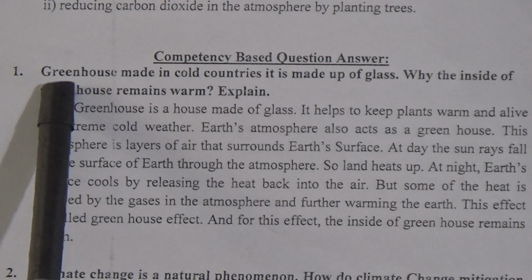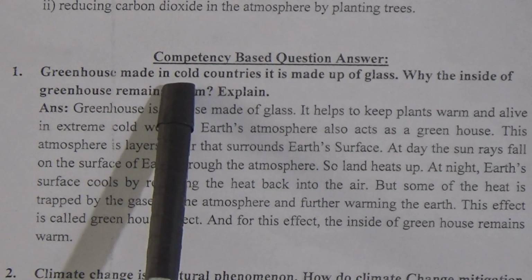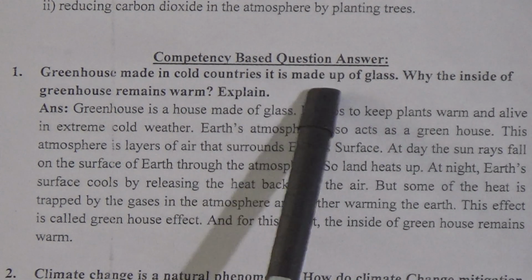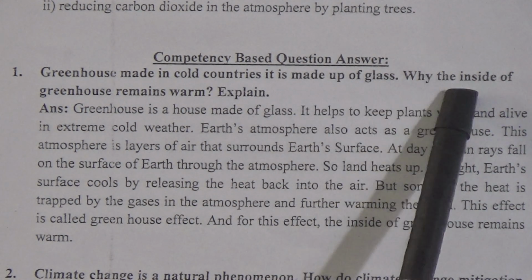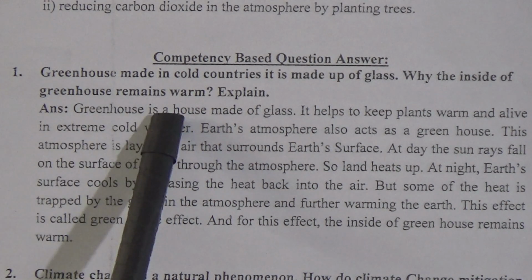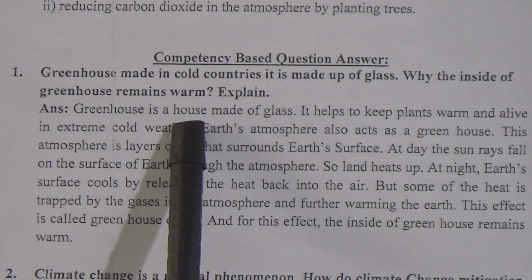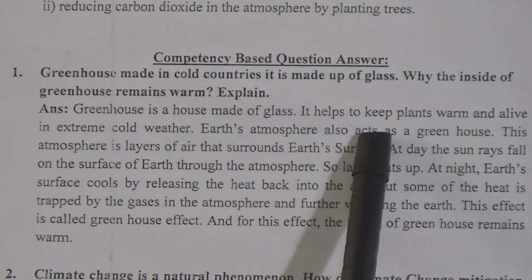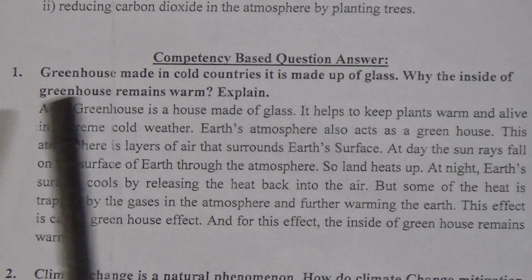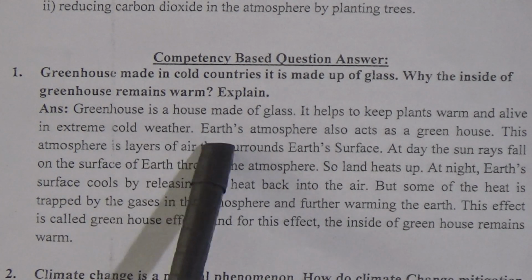Competency based question answer from this chapter. The first question is: greenhouse made in cold countries, it is made up of glass. Why does the inside of greenhouse remain warm? Explain. The answer is: greenhouse is a house made of glass. It helps to keep plants warm and alive in extreme cold weather.